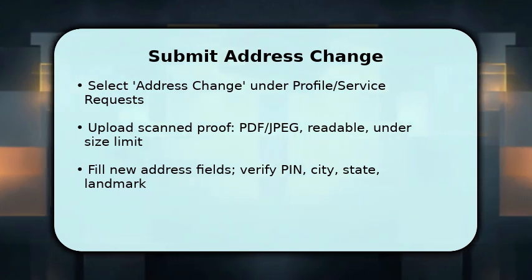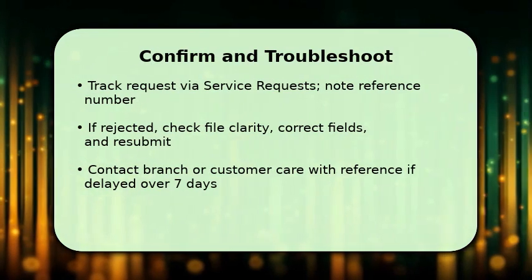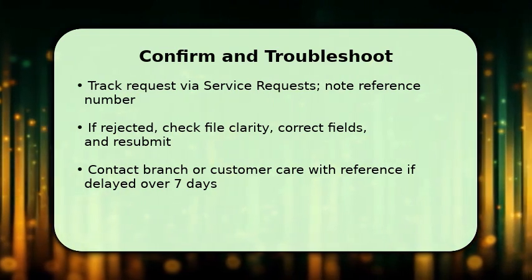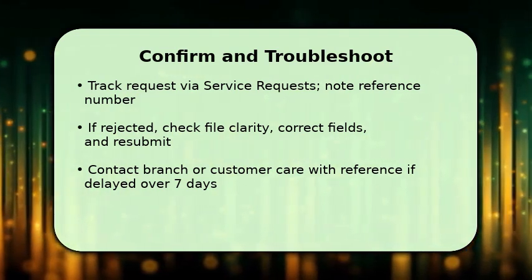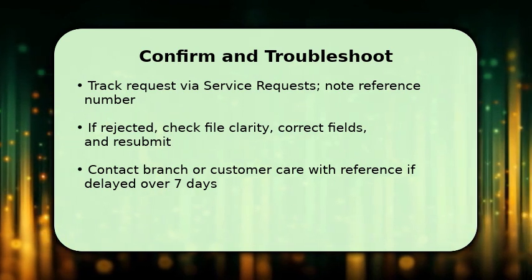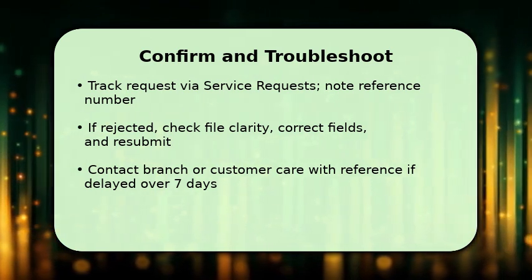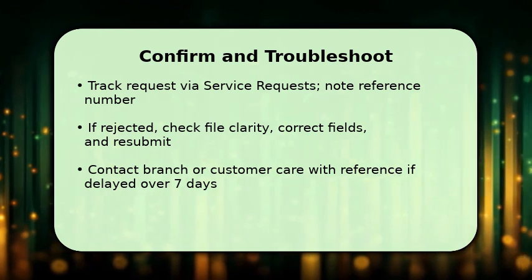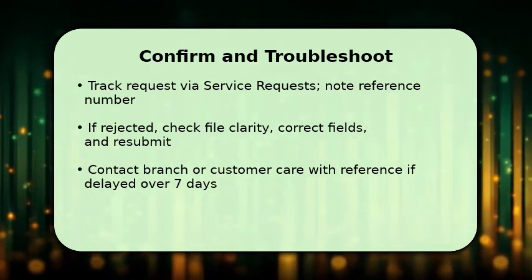You finish by tracking the request status in service requests. Once approved, the address updates across accounts. If the request is rejected, the bank typically cites reasons: poor scan, mismatched fields, or unaccepted document type, so correct those and resubmit promptly. Make sure to keep the reference number handy.